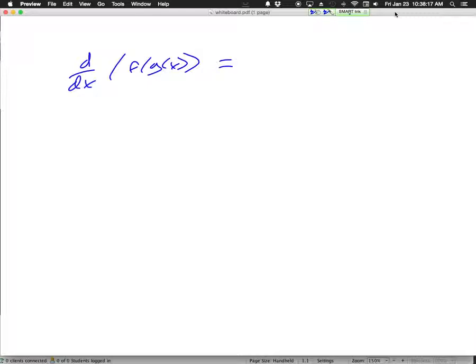I want the derivative of f of g of x. So who can help me remember how to find the derivative of f of g of x? Do you find the derivative of g of x and plug it into f of x? Nope. You plug g of x into f of x and you find the derivative.